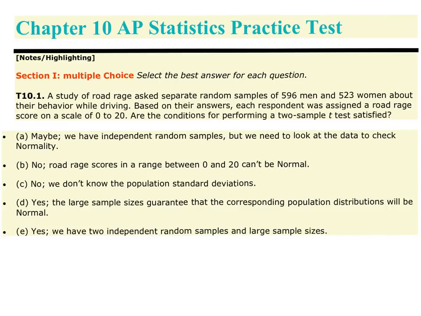So let's look at the details of the Chapter 10 review questions. The first multiple choice. A study of road rage asked separate random samples of 596 men and 523 women about their behavior while driving. Based on their answer, each respondent was assigned a road rage score on a scale of 0 to 20. Are the conditions for performing a two-sample t-test satisfied?